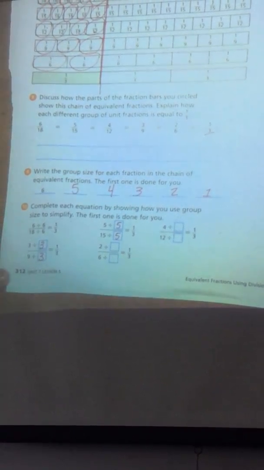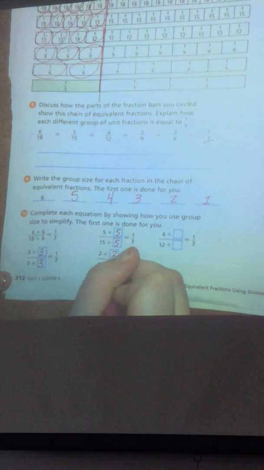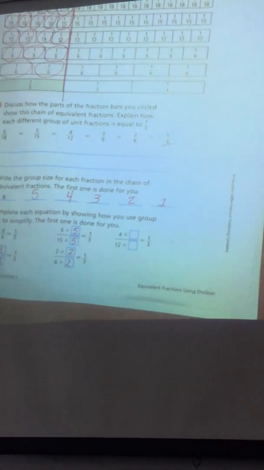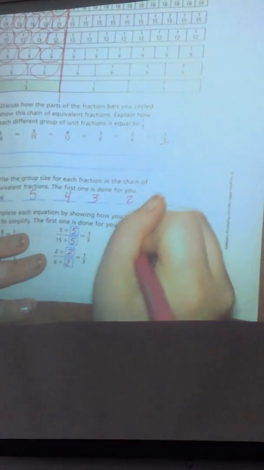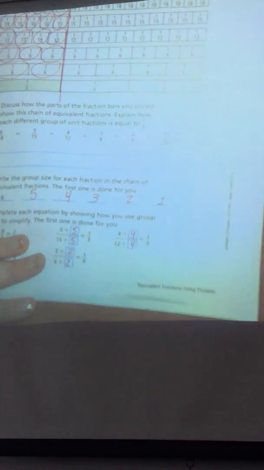Okay, on this one, you should have 2 divided by what equals 1? Say it with me. It is 2. Good. So then we're going to divide by the same number on the bottom, and 6 divided by 2 equals 3. Now on our last one, 4 divided by what equals 1? Say it with me. It is 4. And 12 divided by 4 equals 3. Good job, you guys. Okay, we have one more page to go over.